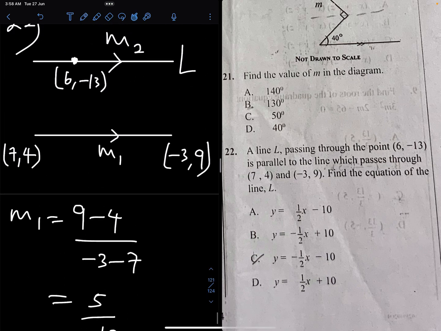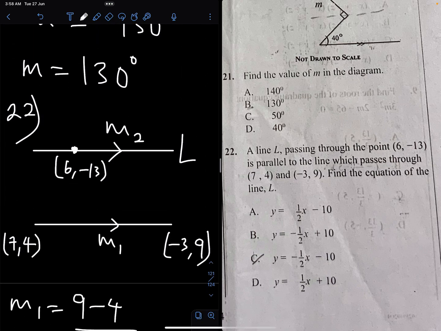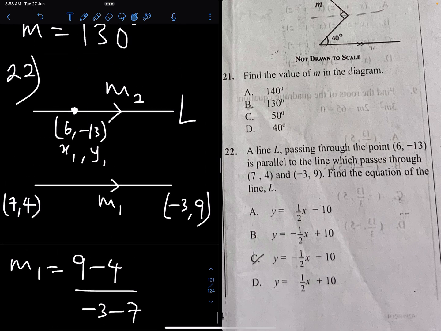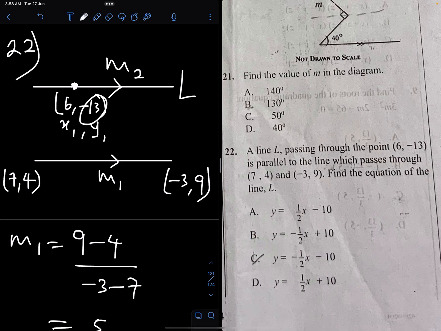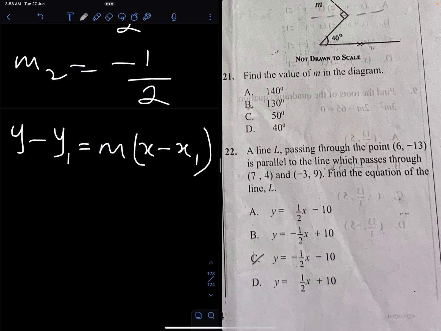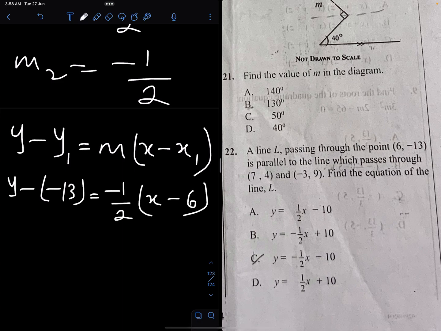And here, x1 is 6 and y1 is minus 13. So now we can find the equation of the line. And we already know what the gradient of the line L is, minus 1 over 2. So that means y minus y1, which is minus 13, is equal to m, which is minus 1 over 2, into brackets x minus x1, which is 6.